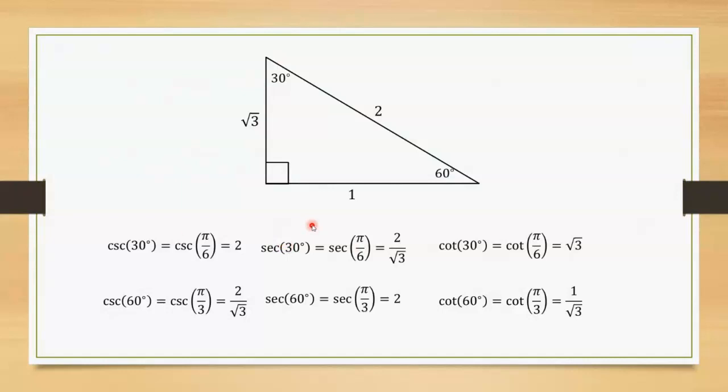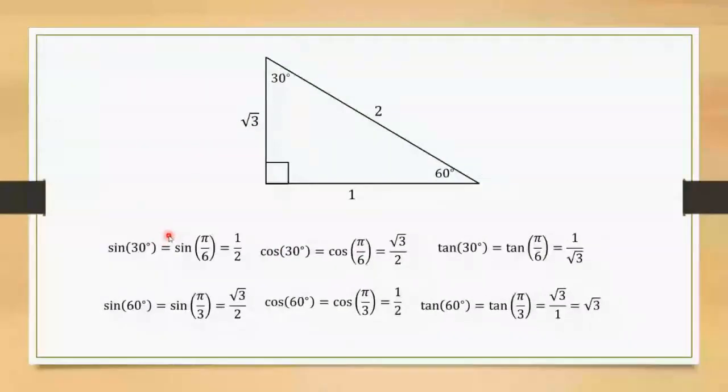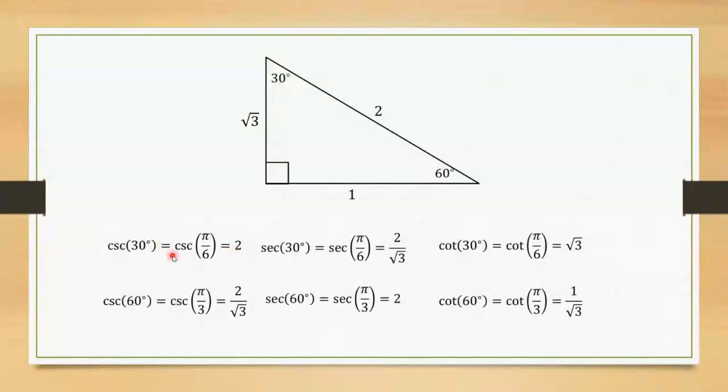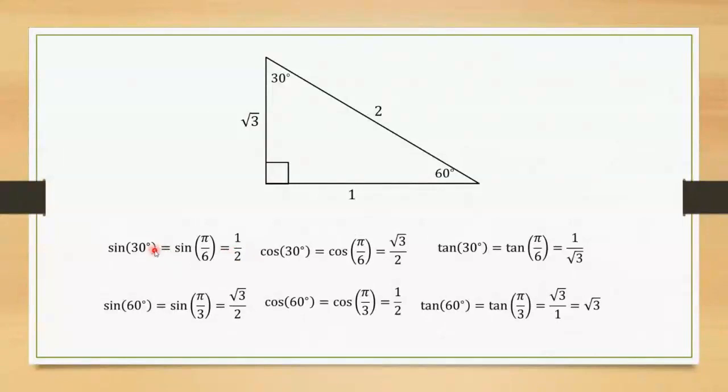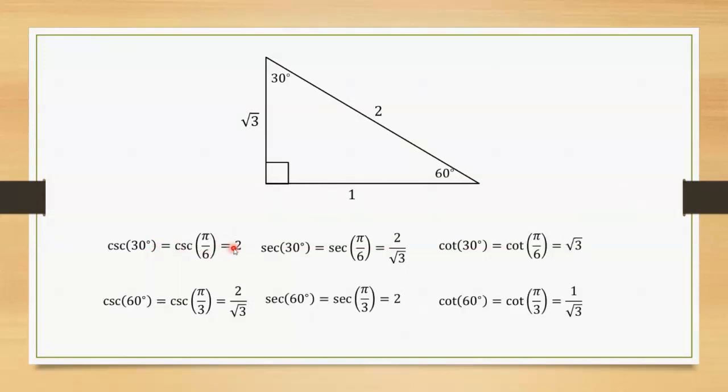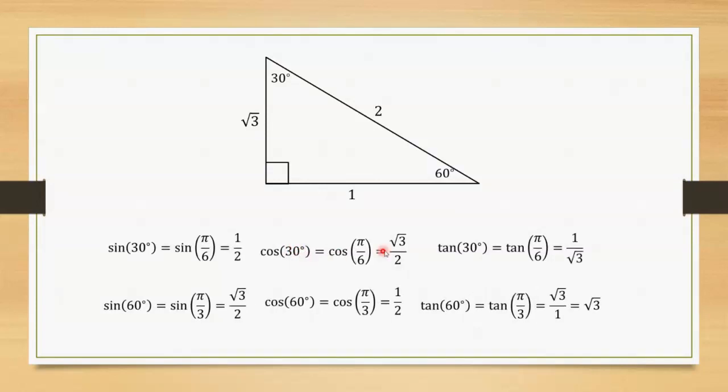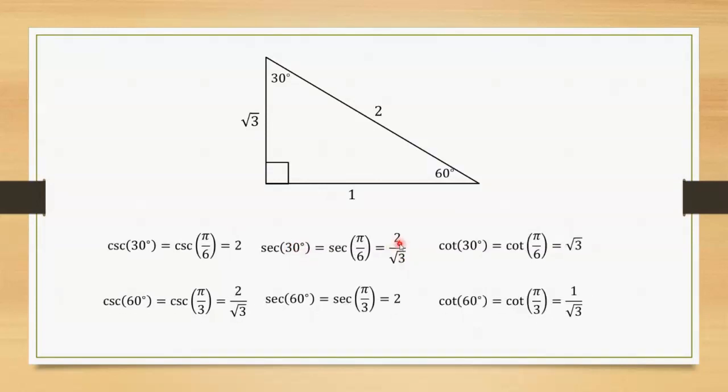You could actually get them from the values of sine, cosine, and tangent. The cosecant is 1 over sine, right? So 1 over sine, 1 over a half is 2. Likewise for secant, that's 1 over cosine. So the corresponding cosine value, you just invert. If you turn this upside down, you get this.